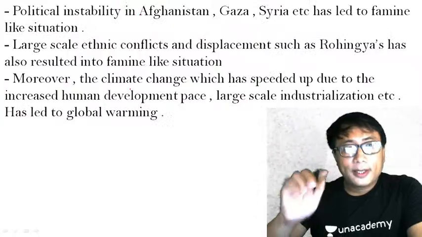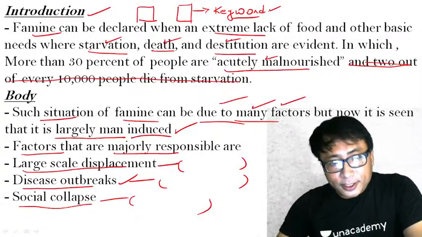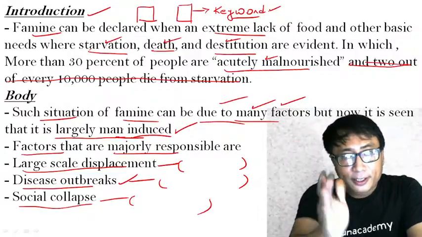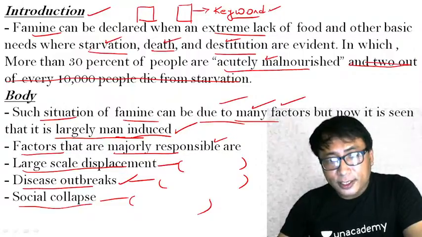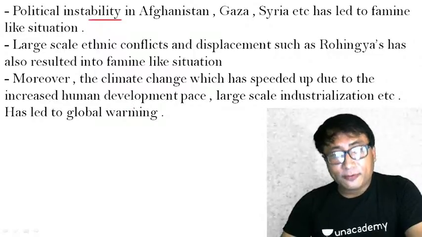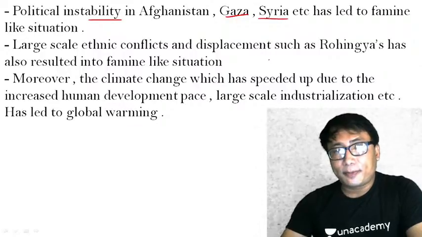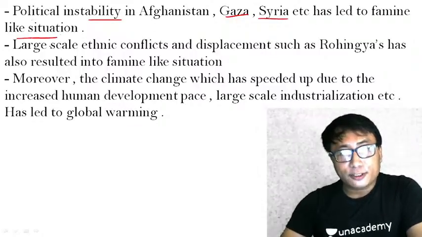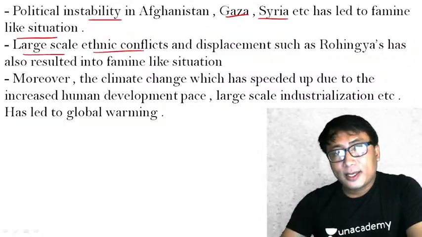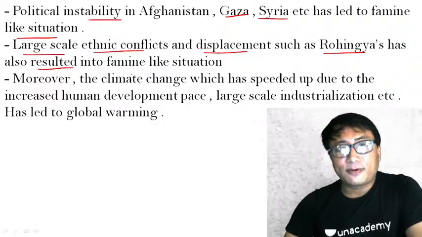Now continuing the points. I already mentioned that it is largely man-induced. I am taking the side of largely man-induced, and that's why I am substantiating it with these factors. Political instability in Afghanistan, for example, or the Gaza Strip, or Syria in the recent past, has led to famine-like situations. Now, large-scale ethnic conflict and displacement, such as the Rohingyas, has also resulted in a famine-like situation.